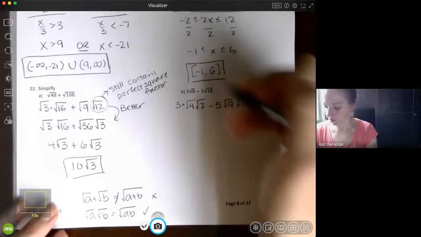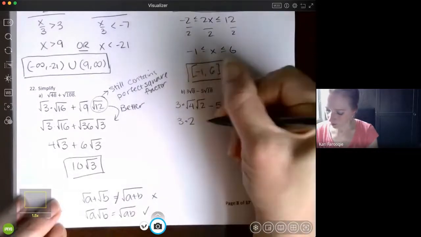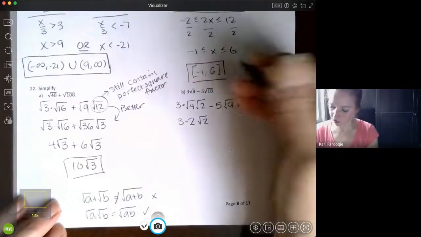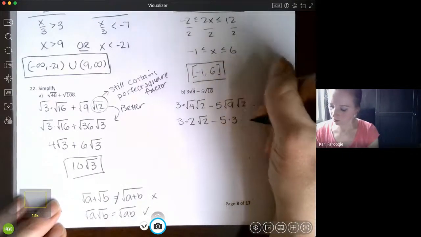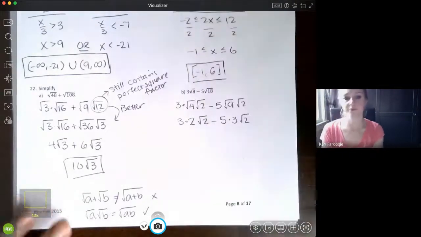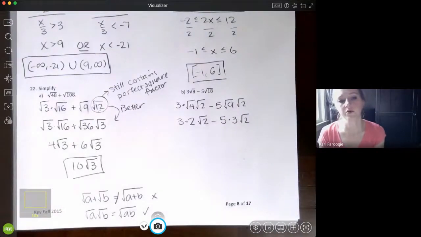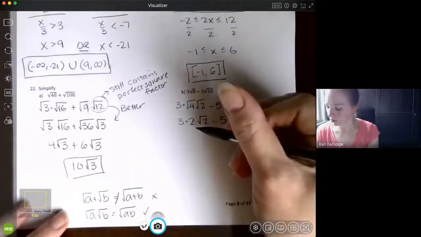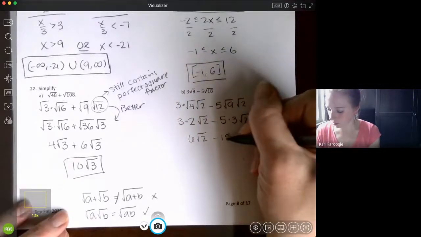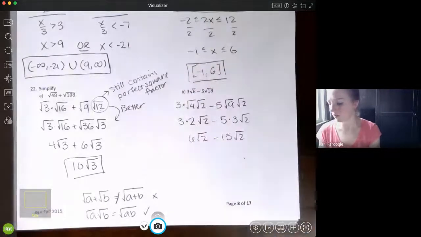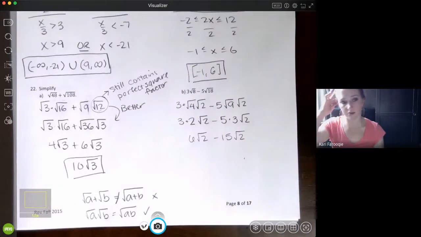And then we'll simplify. So you'll have 3 times, and then the square root of 4 is 2 times the square root of 2. 5 times the square root of 9 is 3 times the square root of 2. And you have like radicals here, but go ahead and multiply your coefficients. So you'll have 6 times the square root of 2 minus 15 times the square root of 2.